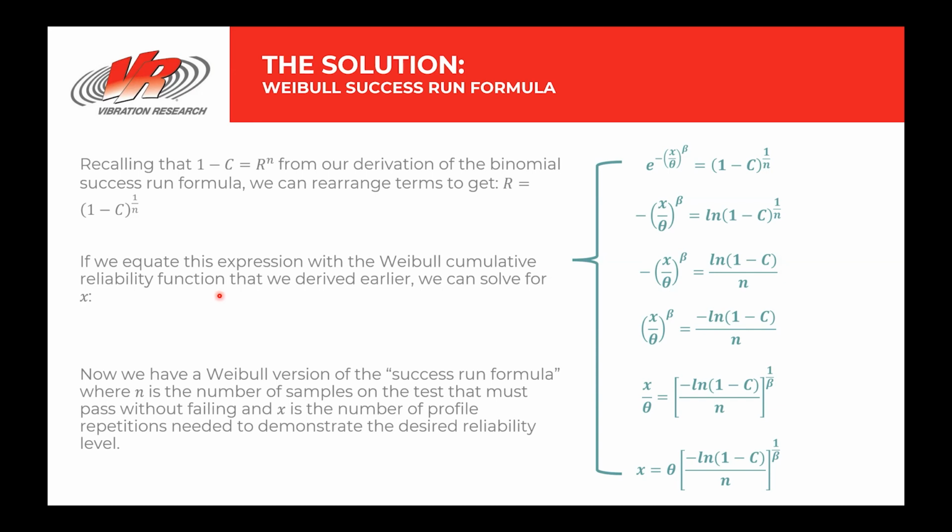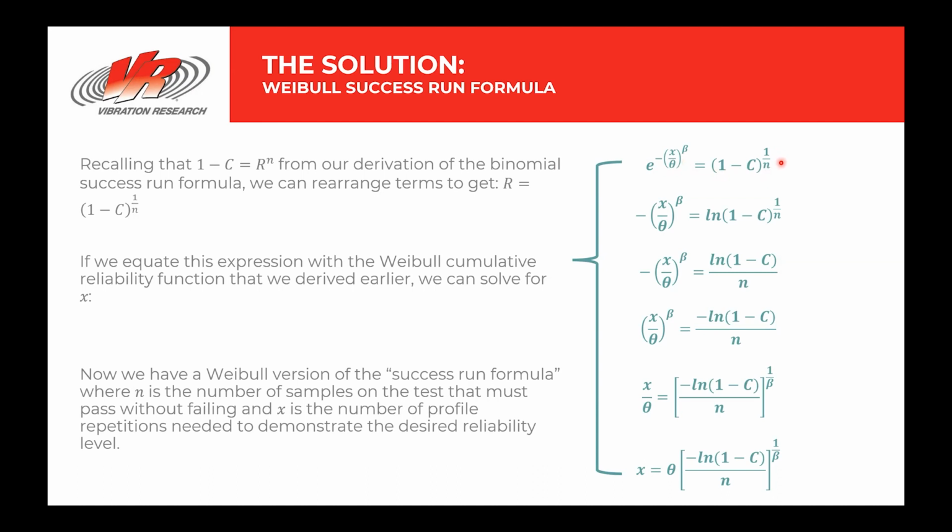And x will represent the number of service lives we have to test to without failure, ultimately. So equating our two equations, e to the minus (x over theta) to the beta is equal to (1 minus C) to the 1 over n power.